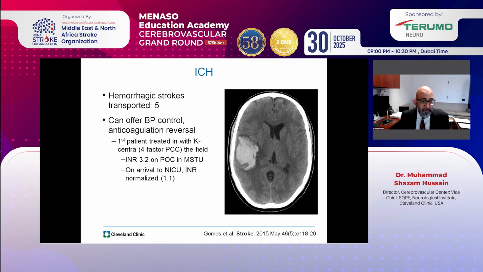We were able to take a patient with intracerebral hemorrhage and give them, at that time, 4-factor PCC in the field. They had an INR of 3.2 on the mobile stroke unit. By the time they arrived in the neuro ICU, their INR had normalized. Obviously, it's just one case. You don't want to overextend and make too many interpretations of that. But again, I think we recognize how important that early anticoagulation reversal is, and this is a good evidence of how effective that can be.